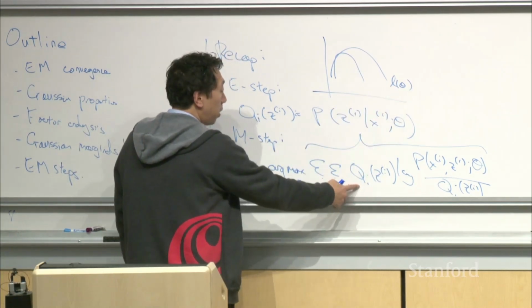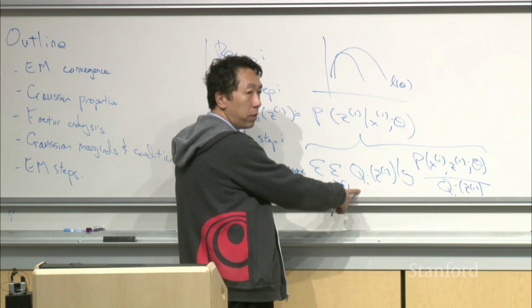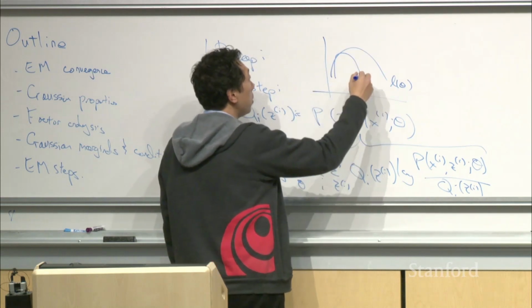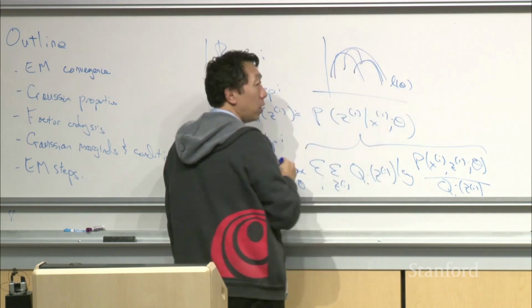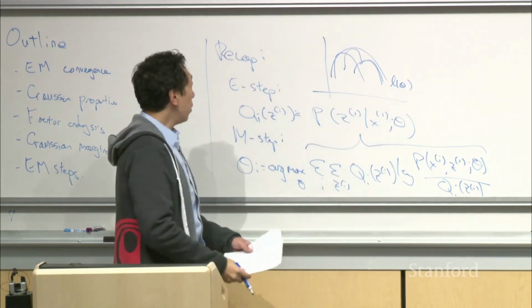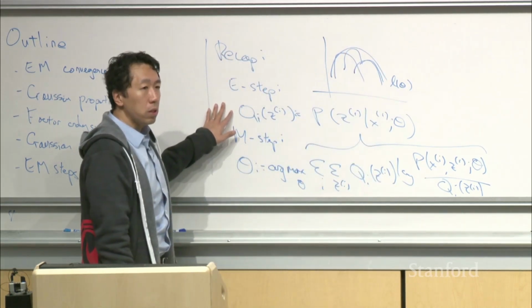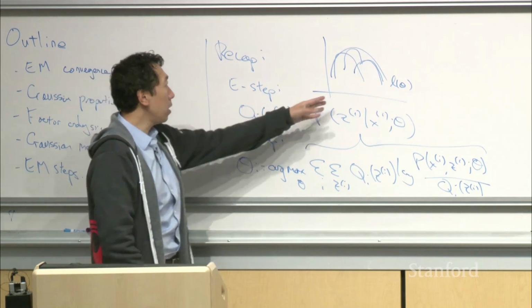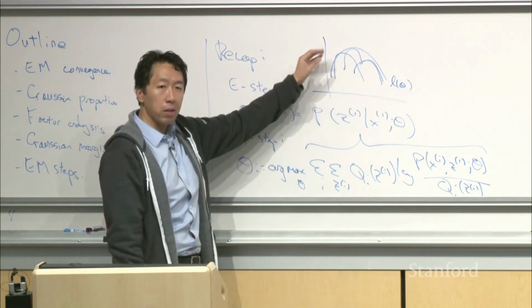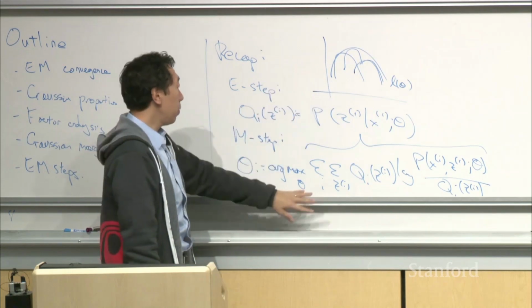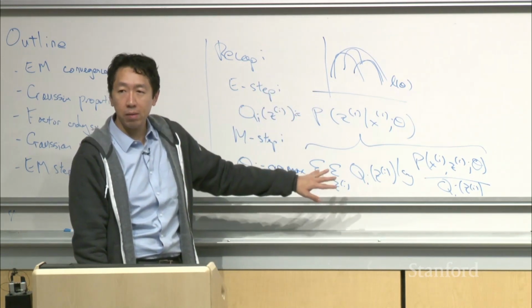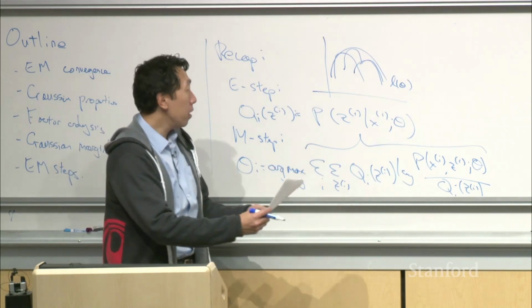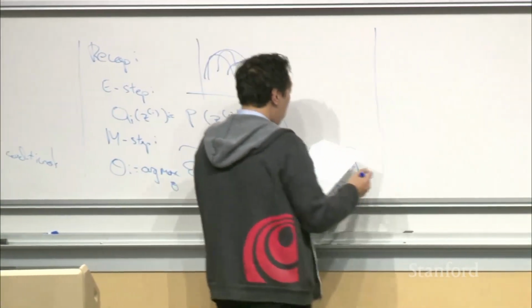Depending on what you choose for Q, you get different lower bounds. For one choice of Q you might get this lower bound, for a different choice of Q you might get that lower bound, and for a different choice of Q you might get that lower bound. What the E step does is choose Q to get a lower bound that's tight, that just touches the log likelihood at the current value of theta. And then what the M step does is choose the parameters theta that maximize that lower bound. So that was the EM algorithm that we saw.